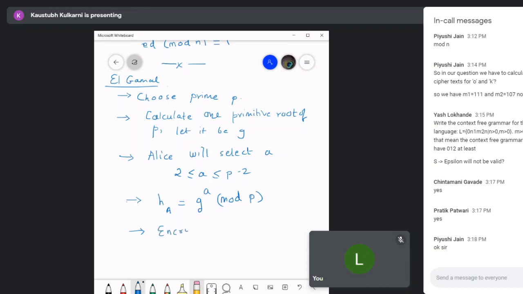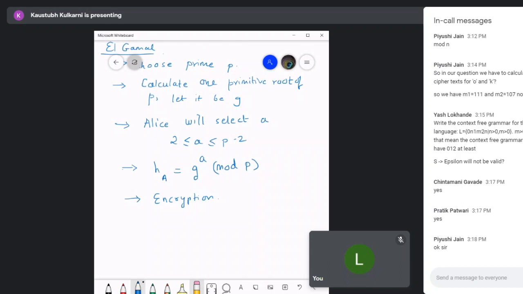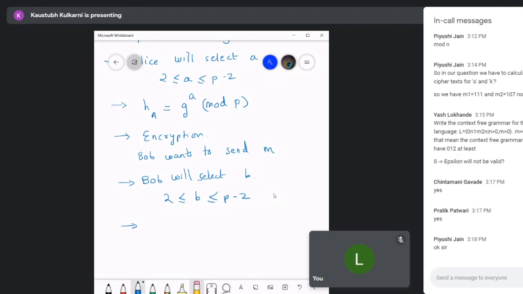Now encryption will take place. In encryption, let's say Bob wants to send the message M. So Bob will choose a B. Bob will select B such that B lies between 2 and P minus 2. Bob will calculate his secret, HB, which is G raised to B mod P.